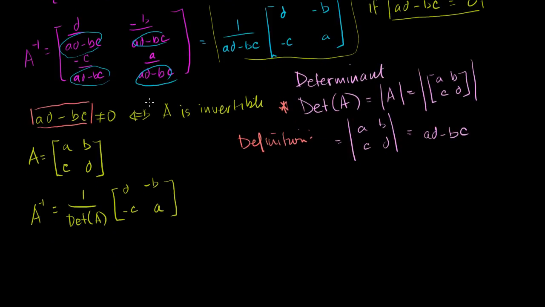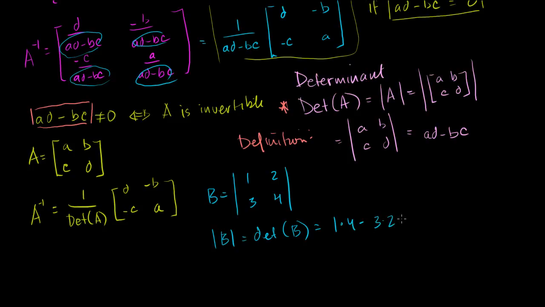Let's try to do a couple. Let's try to find the determinant of the matrix 1, 2, 3, 4. Easy enough. Let's say this is the matrix B. The determinant of B is 1 times 4 minus 3 times 2, which is equal to 4 minus 6, which is equal to minus 2. So the determinant is minus 2.